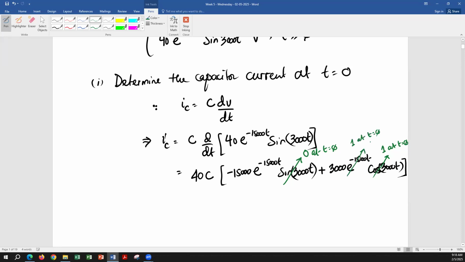Of course, you can put it in MATLAB or a calculator, but these are simple things. There is no need to put everything in the calculator. So basically, you will end up with IC at 0 is 40 times C, and this is 0, this is 1, this is 1, and you're going to have 3000.